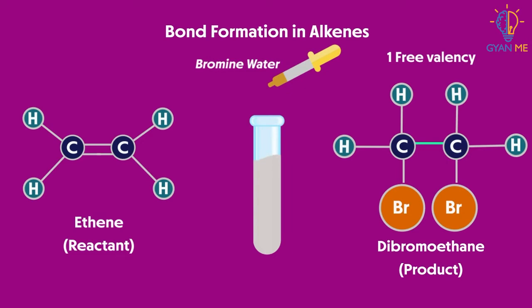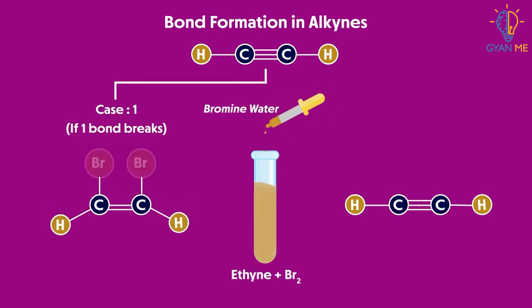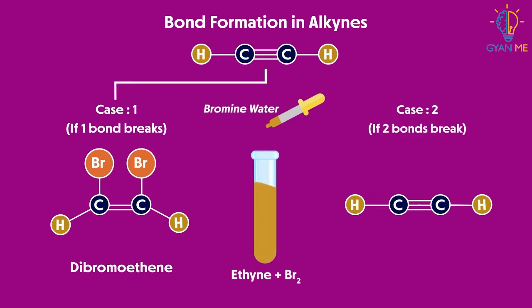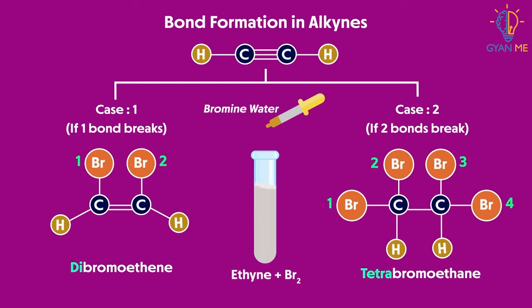Now wait, why this name? It's because it has two bromine atoms indicated by dibromo, and due to the double bond now becoming a single bond, ethene becomes ethane. The same happens with ethyne as well. However, if one bond breaks, dibromoethene is formed, and if two bonds break, tetrabromoethane is formed. Here, di and tetra indicate the number of bromine atoms getting added, which is 2 and 4 respectively. And dibromoethene and tetrabromoethane show the formation of new alkene and alkane compounds respectively.